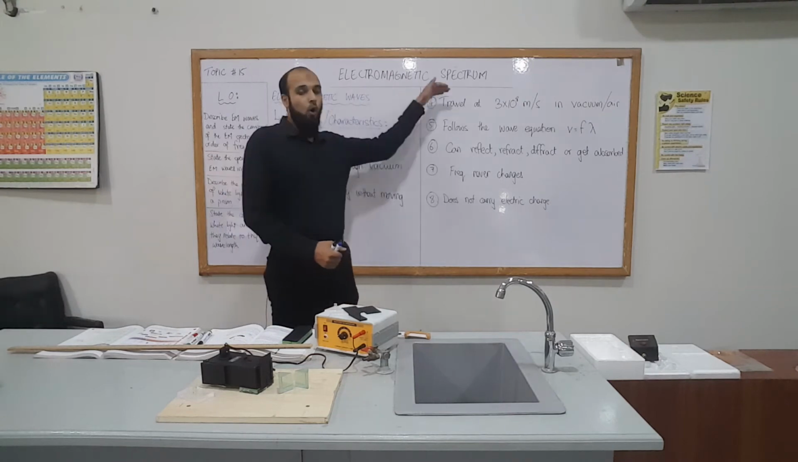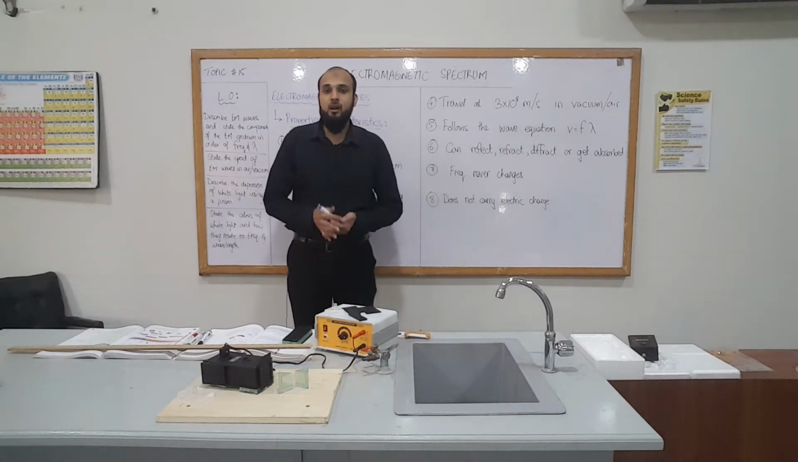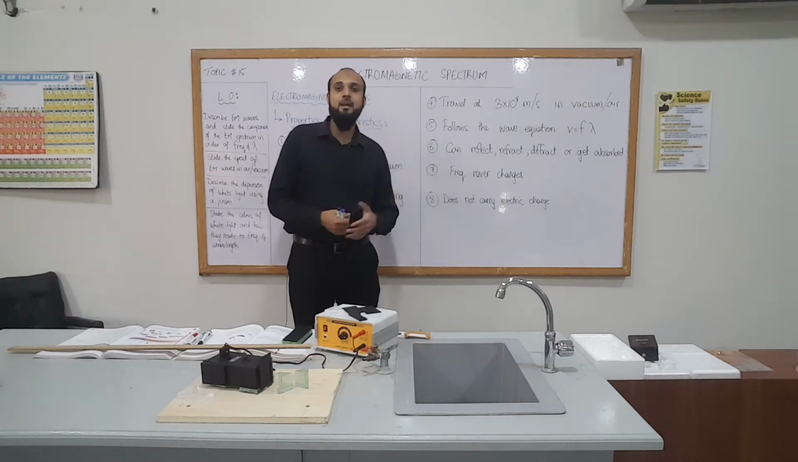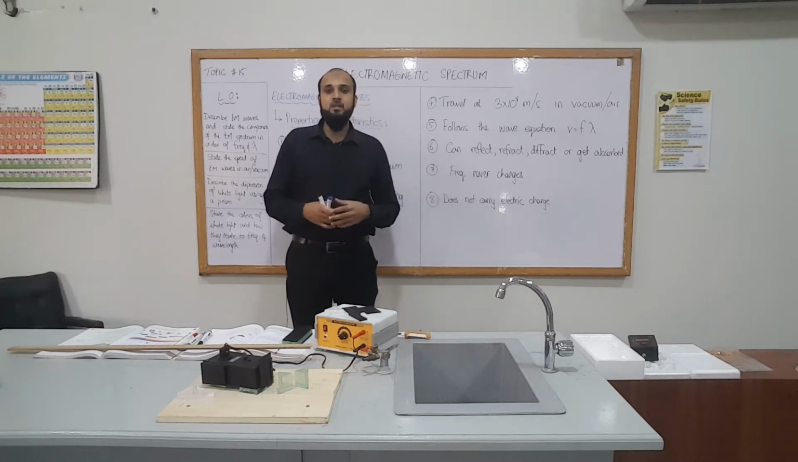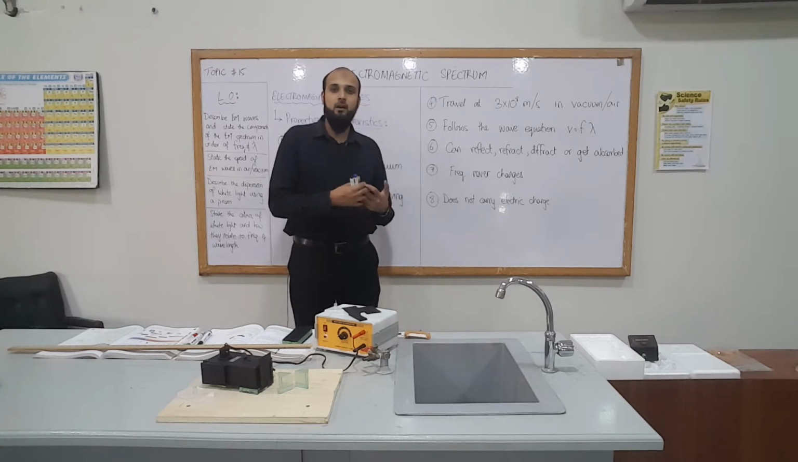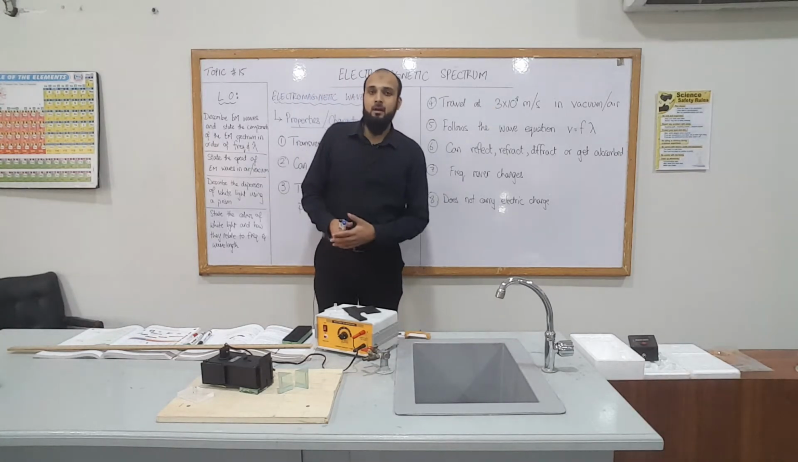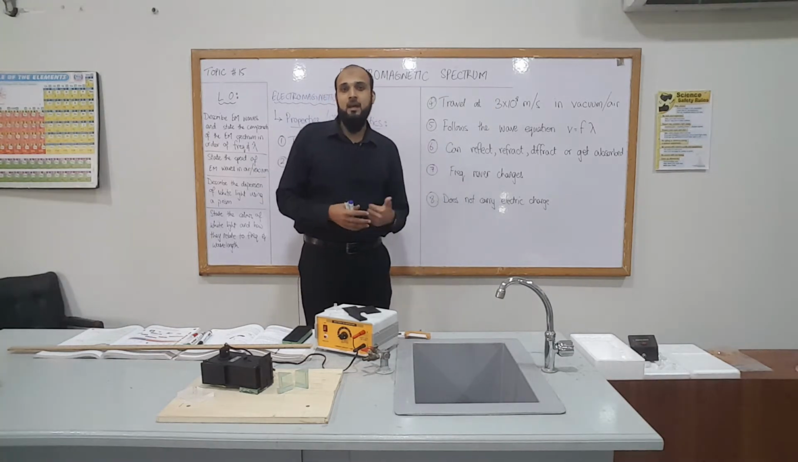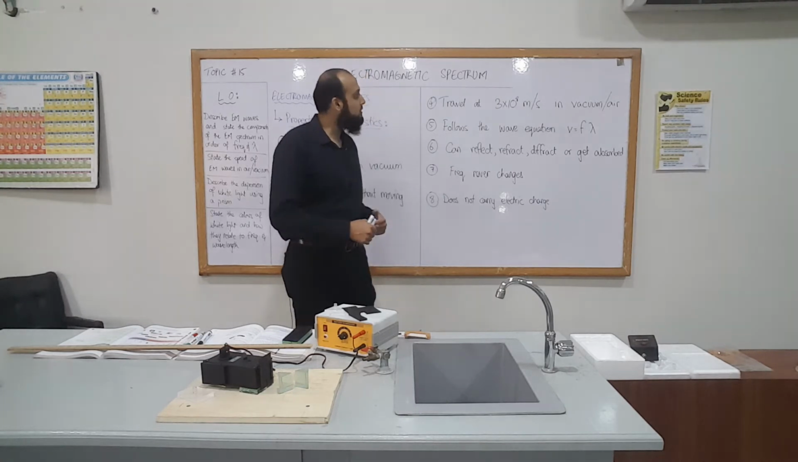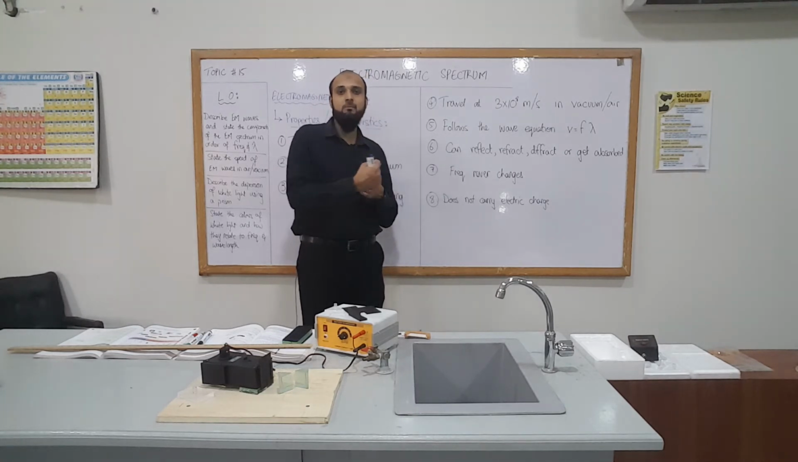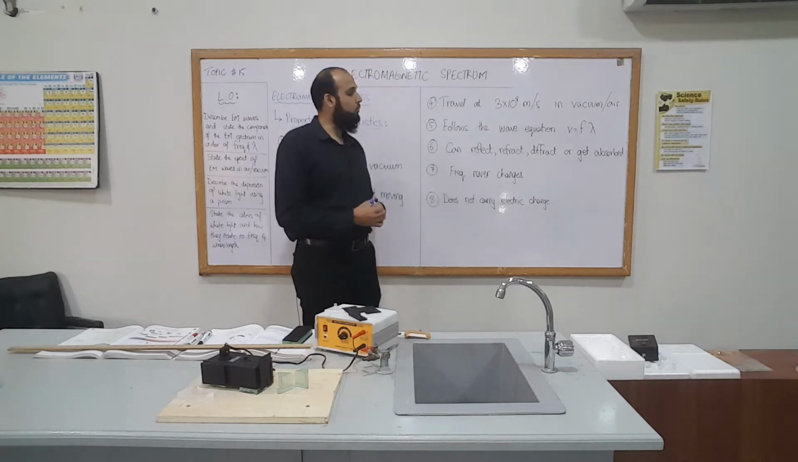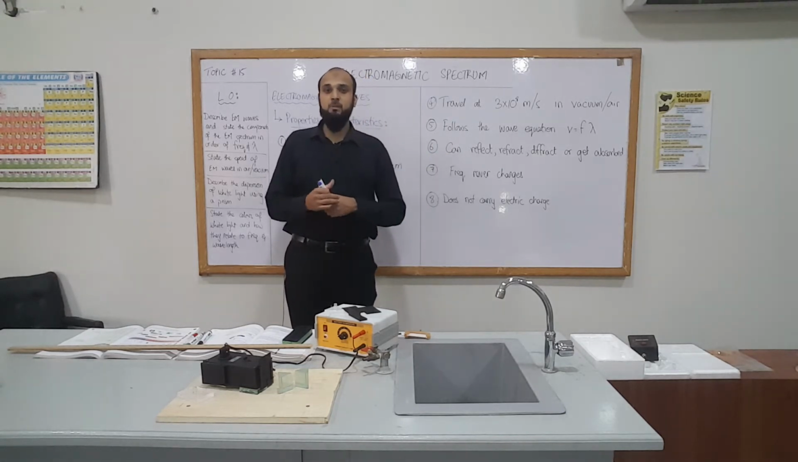Next, all electromagnetic waves travel at the same speed, which is the speed of light. In a vacuum that happens to be 3 × 10 to the power of 8 meters per second, which is approximately the same as the speed in air. So we sort of use them interchangeably. We do use 3 × 10 to the power of 8 meters per second when discussing the speed of light in air.